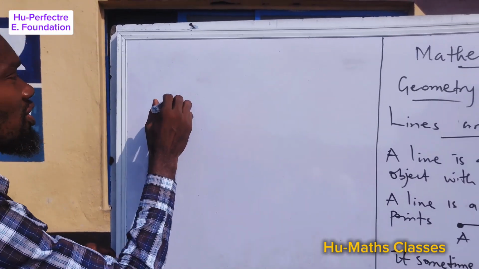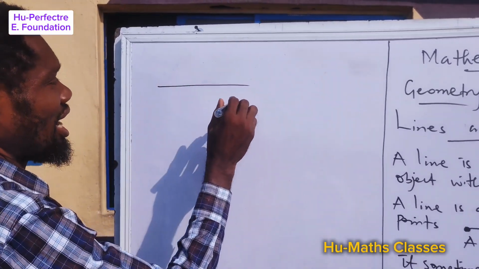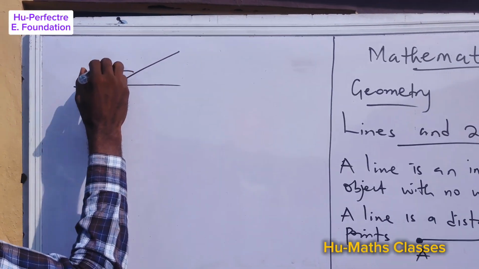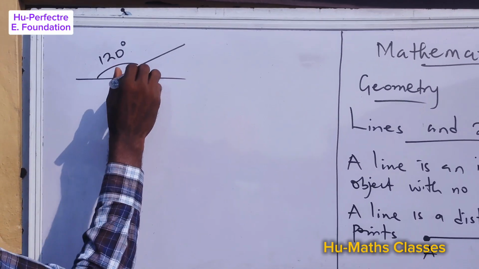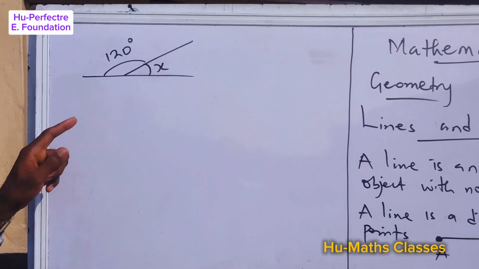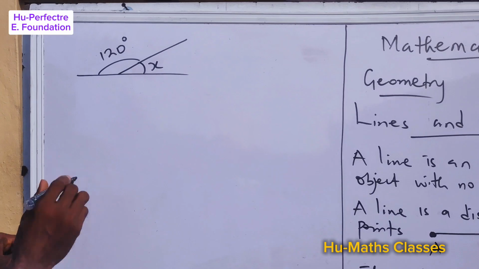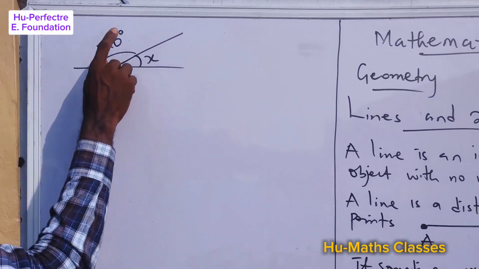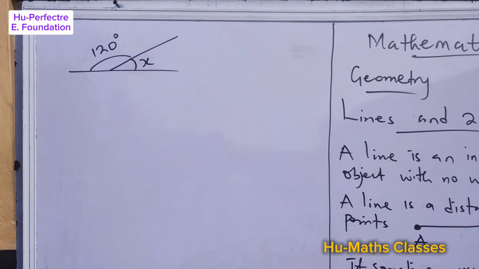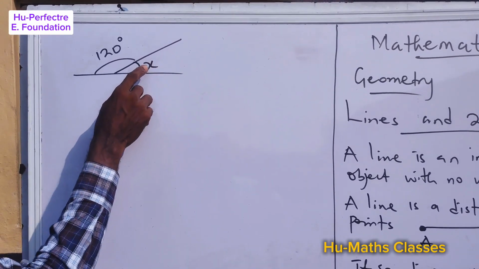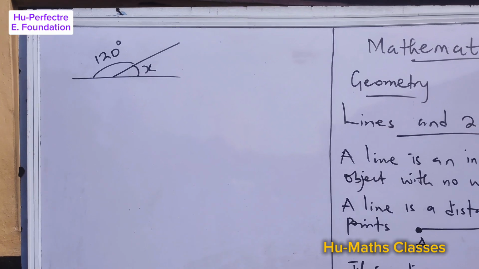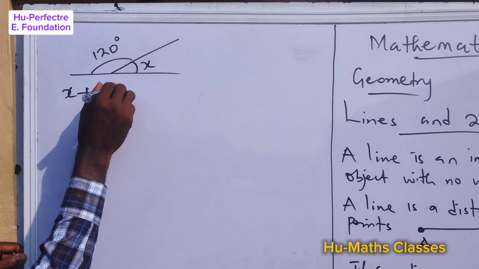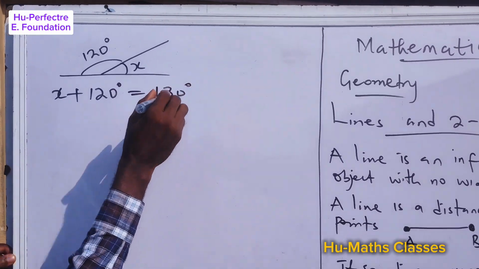If you're given a problem of this type, a straight line in this form, assuming here is 120 degrees, and you're asked to find x. It's simple. You should always recall that the rule states that sum of angle on a straight line is 180 degrees. So if I should add up x to 120 degrees, I should be having 180 degrees. So mathematically, I'm going to write x plus 120 degrees is equal to 180 degrees.